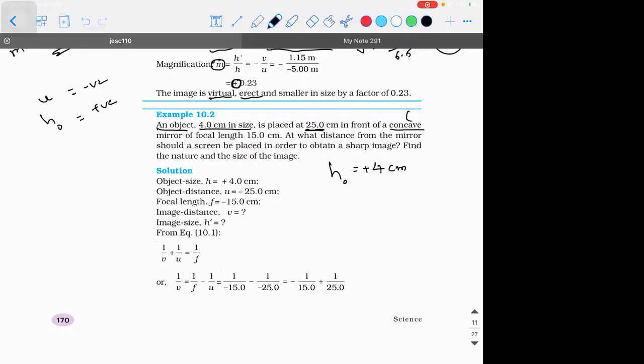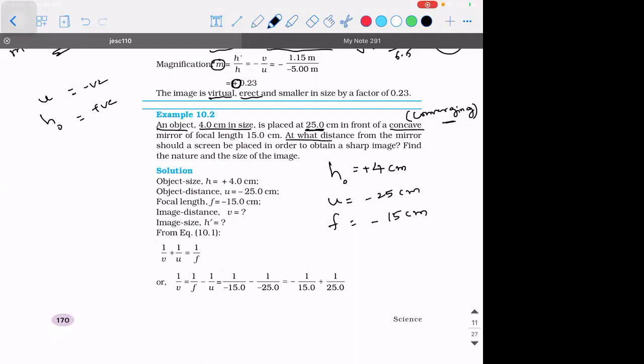The other name for concave is convergent, because the rays get converged at a particular point in front of a concave mirror. So U, what should I take? By default, negative. And whose focal length is 15 centimeter. Focal length of a concave mirror, is it positive or negative? Negative. Right.